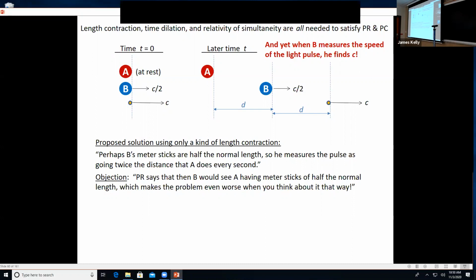Because if you mess up the lengths the right way, this person B might have a different assessment of what this distance is. And isn't that enough to make up for it and make everyone see the speed of light? Well, that may be true from one point of view, but then when you switch IRFs, you'll find the problem goes in the opposite direction. So the point of this discussion in Mermin is that we need all three of these effects: length contraction, excuse me, time dilation, and the relativity of simultaneity. They all work together if we want the principle of relativity and the principle of the constancy of the speed of light to hold, okay?